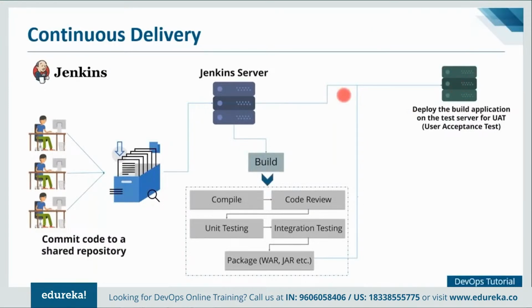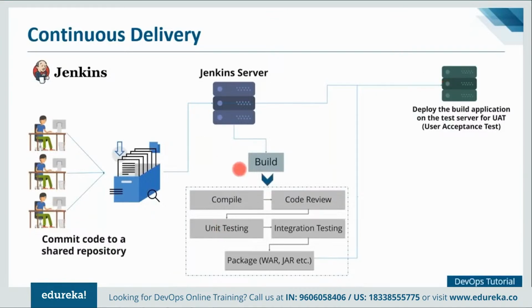So let us just summarize continuous delivery again. The moment any developer makes a change in the source code, Jenkins will pull that code and prepare a build. Once the build is successful, Jenkins will deploy the build application onto the test server for end user testing or user acceptance test. So this is basically what continuous delivery is. This happens in a continuous fashion.